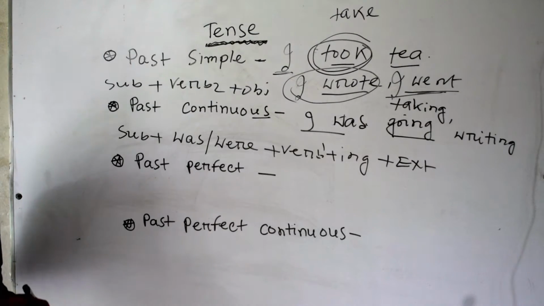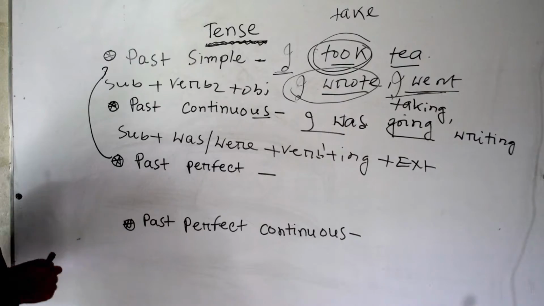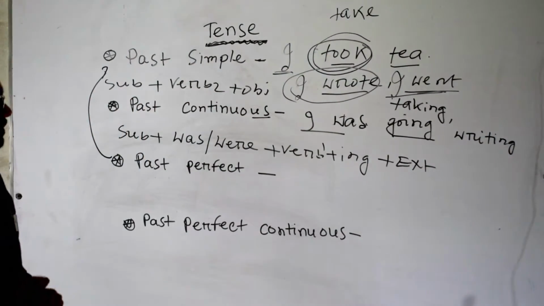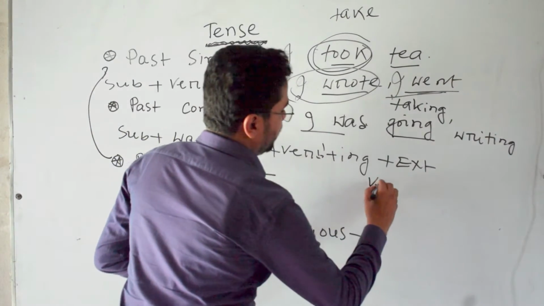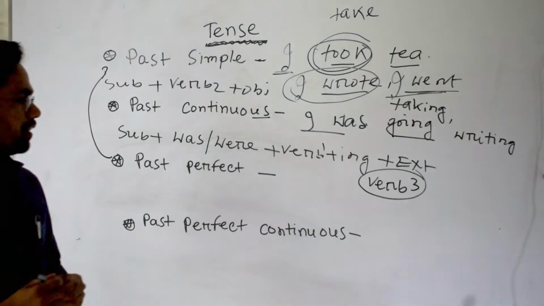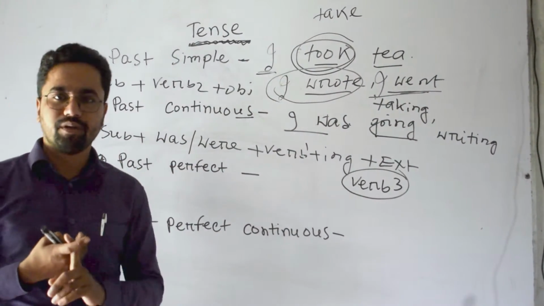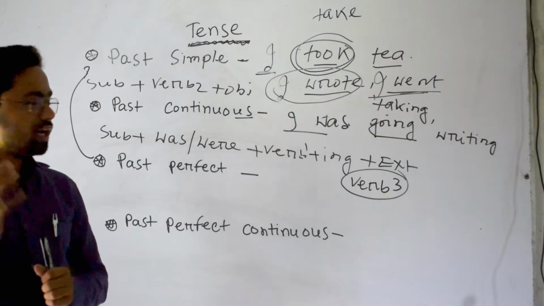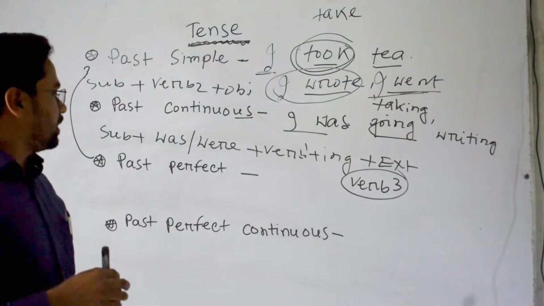And then past perfect tense. Past perfect tense is similar to past simple tense, but in past perfect tense you use the verb in past participle form. In every perfect tense, I mean present perfect, past perfect, and also future perfect tense, you must use the verb in past participle form.